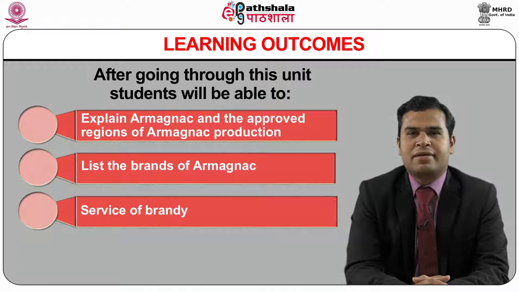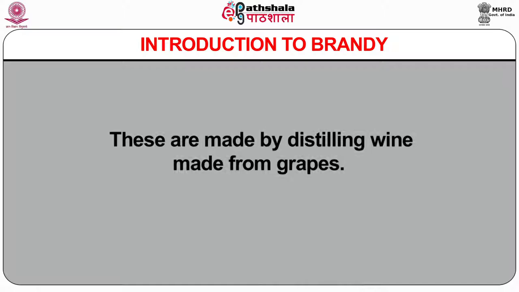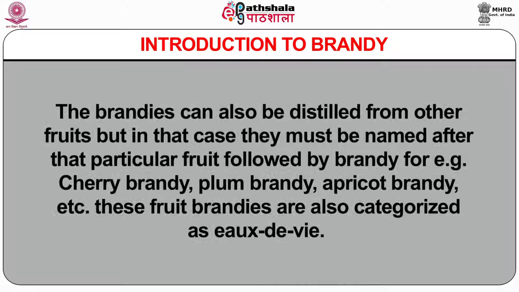Now, brandy is an alcoholic beverage produced by all the wine producing countries worldwide. These are made by distilling wine made from grapes. The brandies can also be distilled from other fruits, but in that case, they must be named after that particular fruit followed by brandy. For example, a brandy made from cherry can be called cherry brandy, and the brandy which is made from plum will be named plum brandy or apricot brandy, etc.